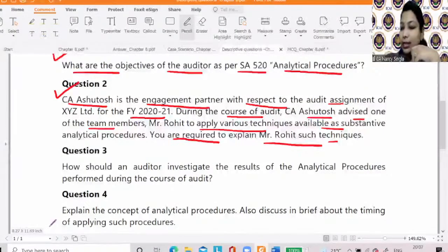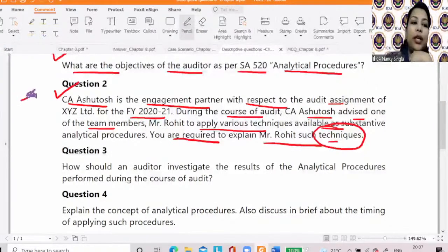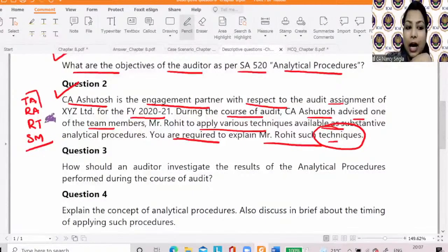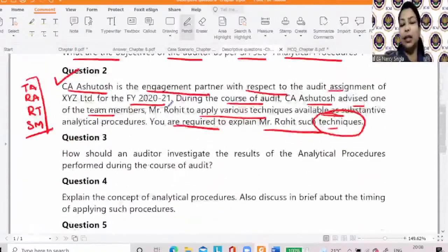So the various techniques. So many of you have answered correctly: Tanu, Harsh, Sandeep, Pooja, Parth, Charu. So the techniques are what? Trend analysis, ratio analysis, reasonableness test, and structural modeling. And how to learn about all these? See, if this question comes for 4 marks, you will have to write about all these. Just mentioning these techniques won't be sufficient. It is mentioned, you are required to explain.